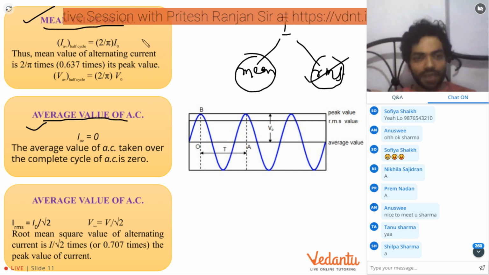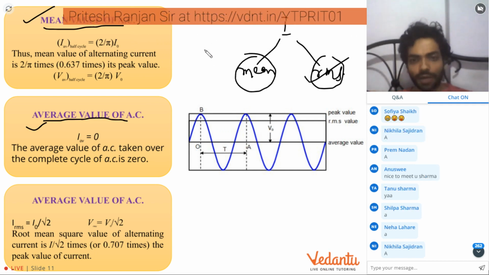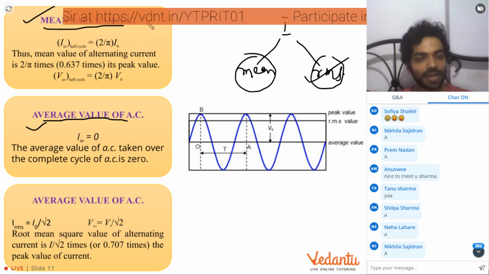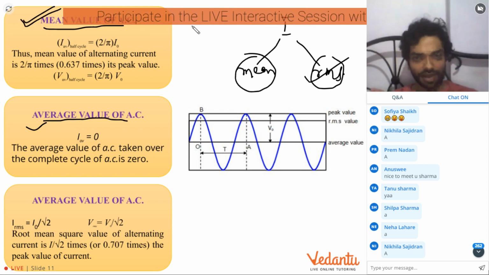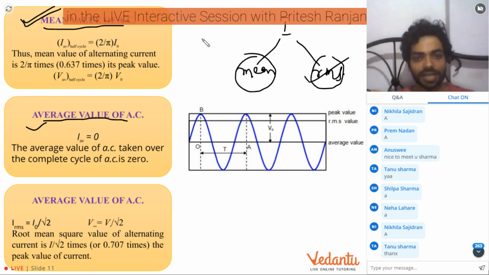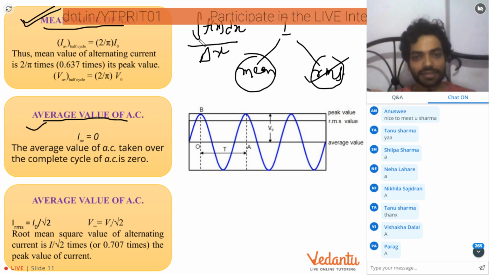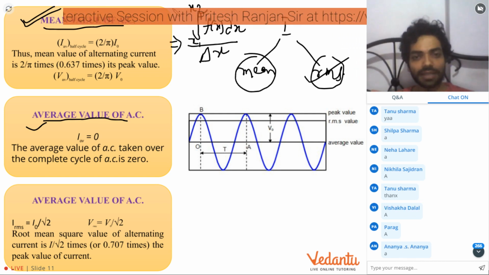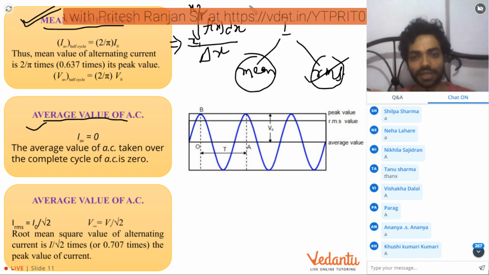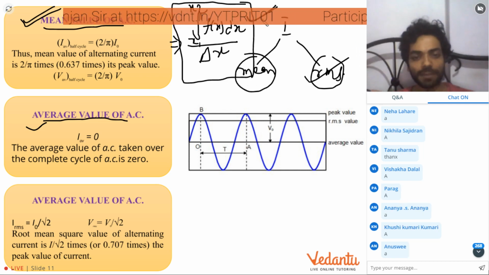So what is the mean value of AC? I'll give you a quick formulation in mathematics so that you can find the mean value of alternating current. The mean value of any function is written as the integration of f(x) dx divided by delta x, where the function is ranging from x1 to x2. By this definition, you can find the mean value of any function. This is a mathematical way to find the mean value.